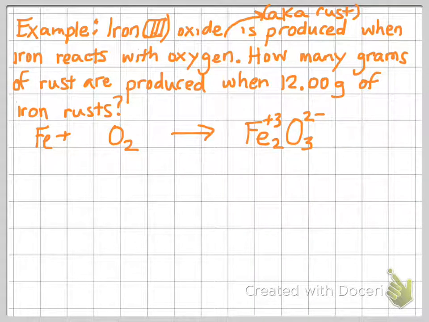So I see my oxygens and I have a 3 and a 2, which means I'm going to have to make them 6. So I'm going to put a coefficient of 2 in front of rust, a coefficient of 3 in front of oxygen, and a coefficient of 4 in front of iron to balance this.